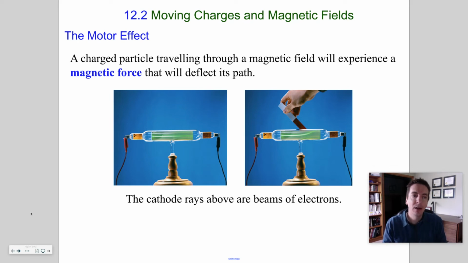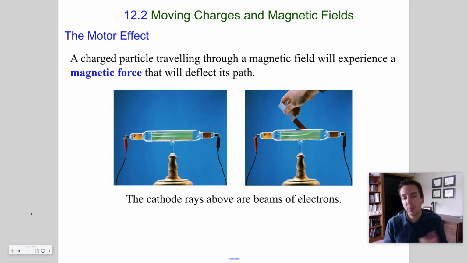Moving charges and magnetic fields. All right, so we'd already talked a little bit about magnetism, what makes a magnet a magnet. Now we're going to get into especially the relationship between magnetism and electricity and something called the motor effect. The reason why it's called the motor effect will become obvious in a second.